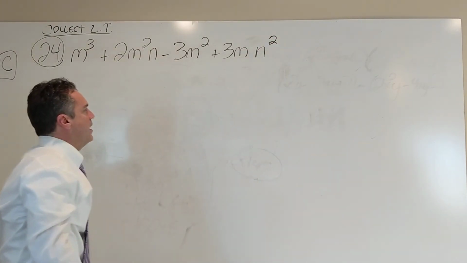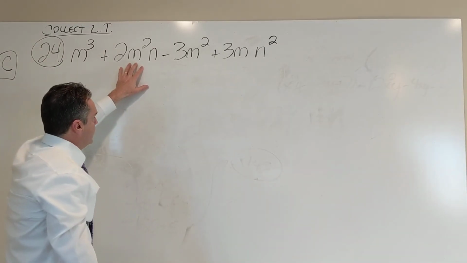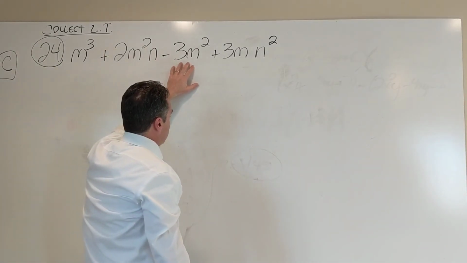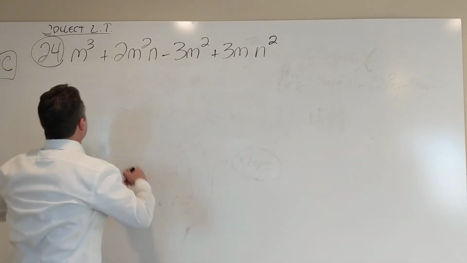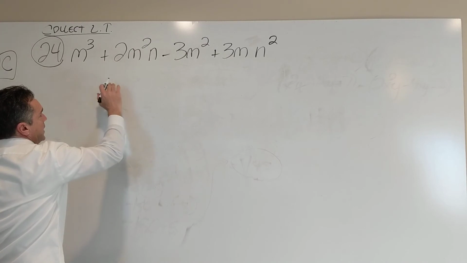I'm going to change that to mn squared. So we have m to the third. Is this an m to the third? It is not. Is this? It is not. Is this? It is not. So m to the third is by itself. It's part of the answer, okay?